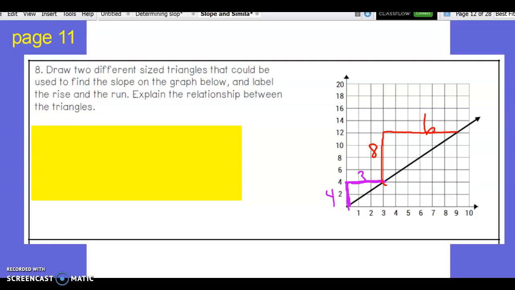Now the answers can vary for this, but these are the 2 triangles that I drew. I made a small one where I went up 4 over 3 in purple, and then I made a larger one where I went up 8 over 6.